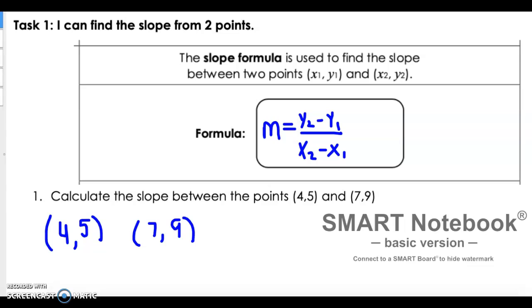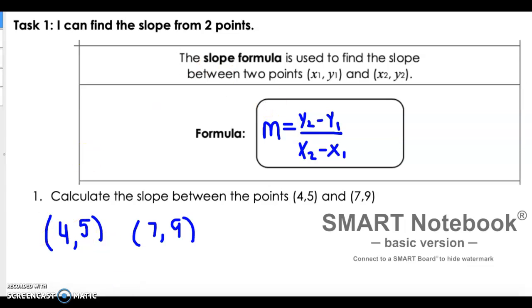So, the slope formula is used to find the slope between 2 points, x1, y1, and x2, y2. So the slope formula is m. Remember, m is the variable that represents slope. So m equals y2 minus y1 over x2 minus x1. The slope is the change in y over the change in x.